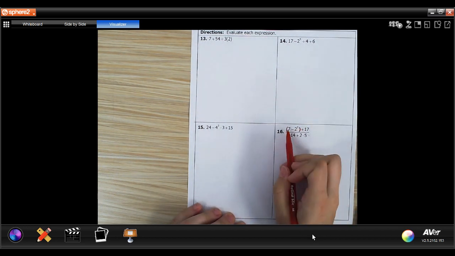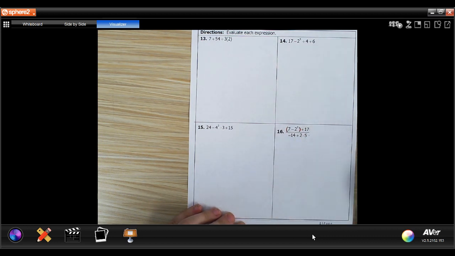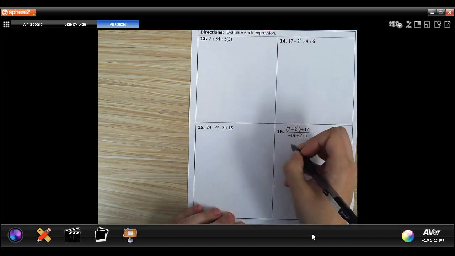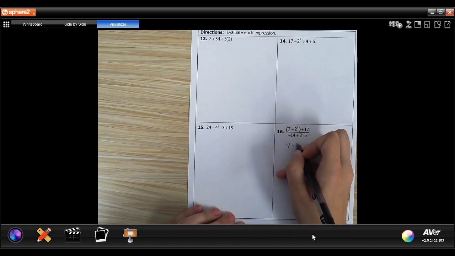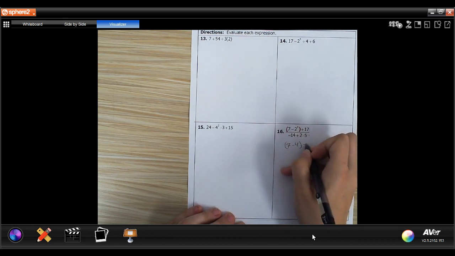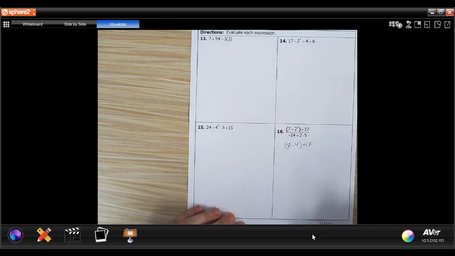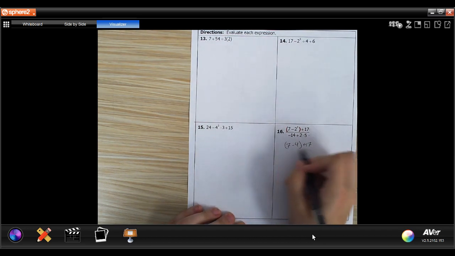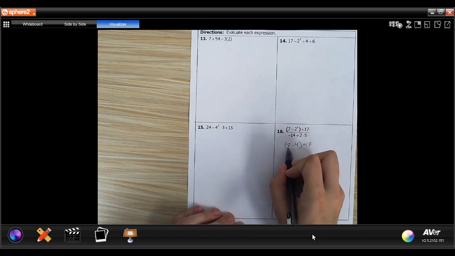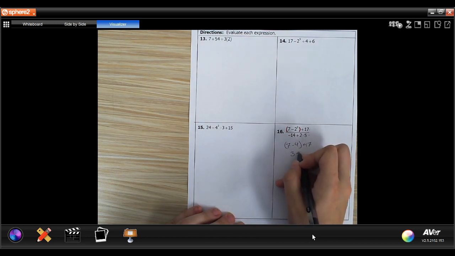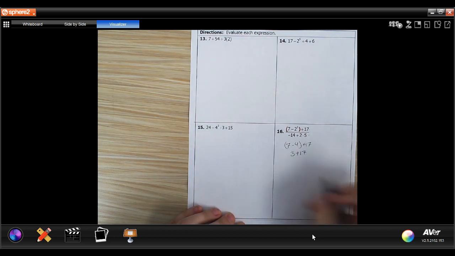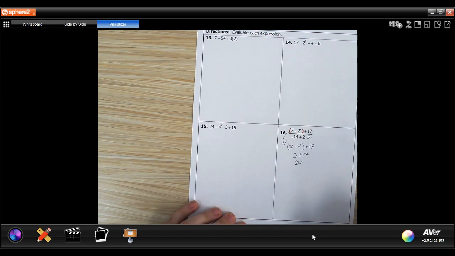Right? So now I have to look inside them. That was our P, parentheses. E, exponents. So that means I need to do my 2 squared. So we have 7 minus 2 squared, which is really 4, plus 17. Well, I need to do my parentheses next because I haven't gotten away from that yet. So 7 minus 4 is 3 plus 17. 3 plus 17 is 20. So that is just my numerator.